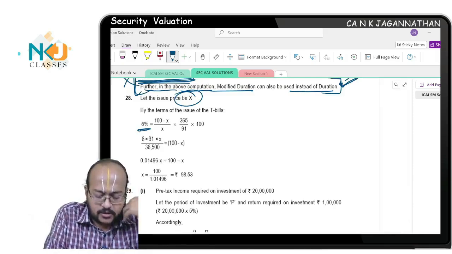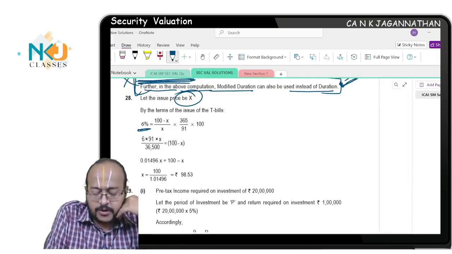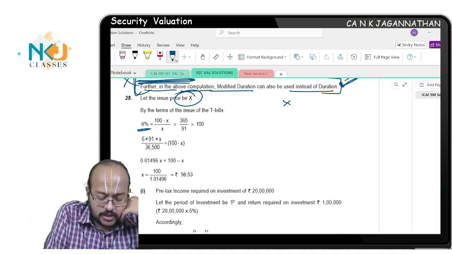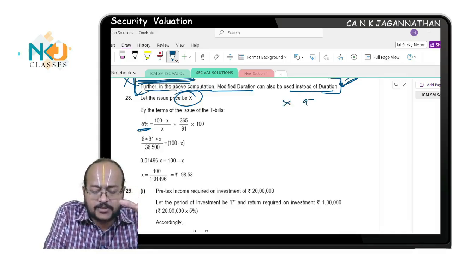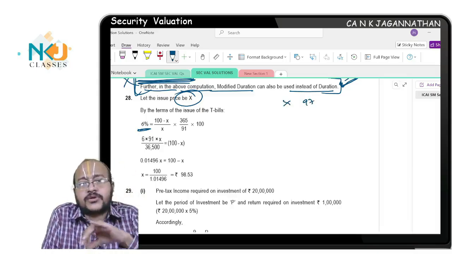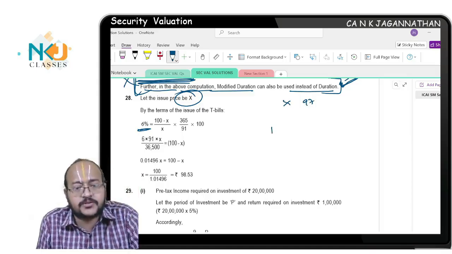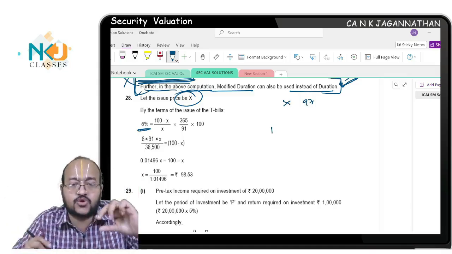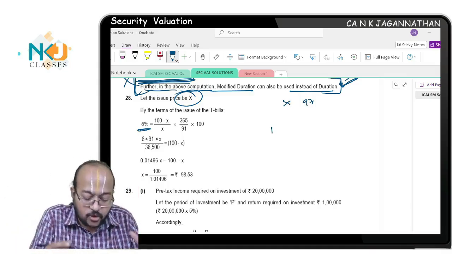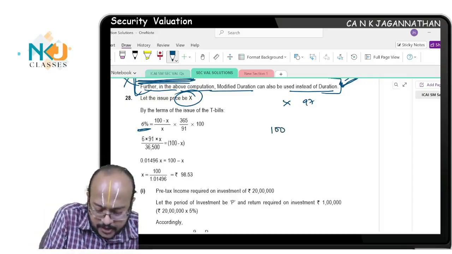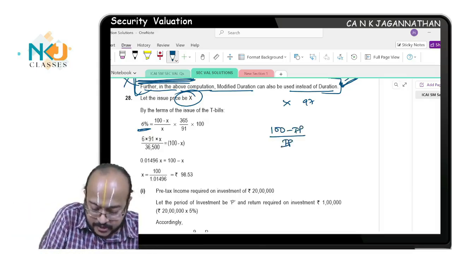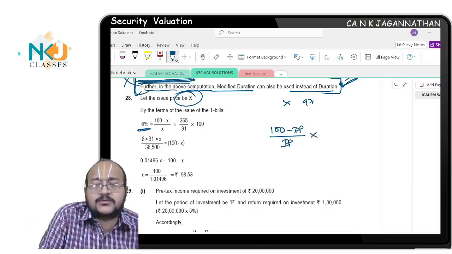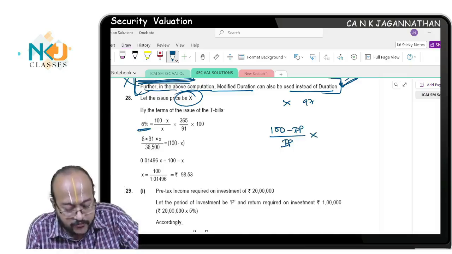While computing this return, the bond will be issued at a discounted price. So the issue price will be X, something below 100, correct? Assume it is 97. So how will you compute yield first? They have given us a yield of 6% and they ask us to compute the issue price. If the issue price is given, what you will do? 100 minus this issue price divided by issue price will give you the return for these many days, correct? Assume this is 91 days. This will be the return for 91 days.